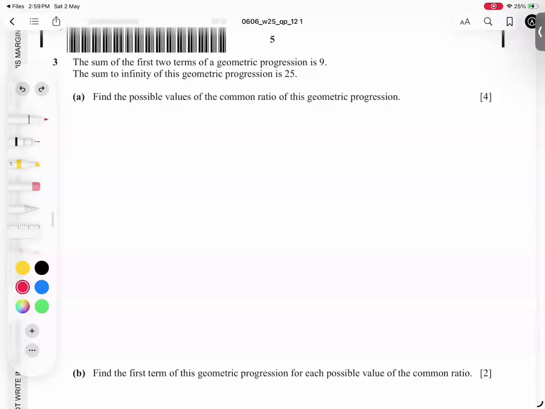Question number 3, students. We have the sum of the first two terms of a geometrical progression is 9 and the sum to infinity of the geometrical progression is 25. So the first term is A, the second term is multiplied always by R, we get AR, and the third term is AR squared, but no need. We said the sum of the first two terms, so it means A plus AR is equal to 9.